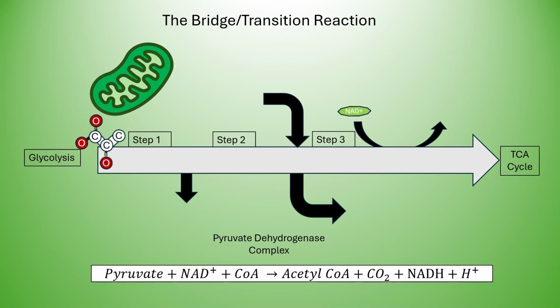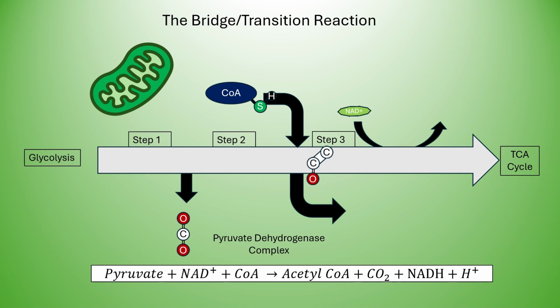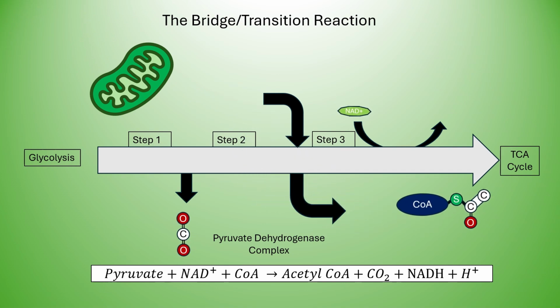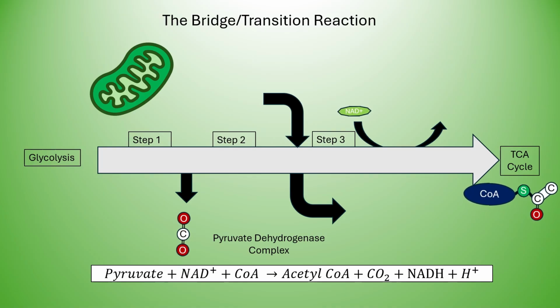In step 1, pyruvate loses a carbon dioxide to form a 2-carbon molecule called an acetyl group. In step 2, another molecule called coenzyme A covalently bonds to the acetyl group and forms acetyl-CoA. Coenzyme A acts like a carrier for the acetyl group, so it can properly be harnessed in the TCA cycle.